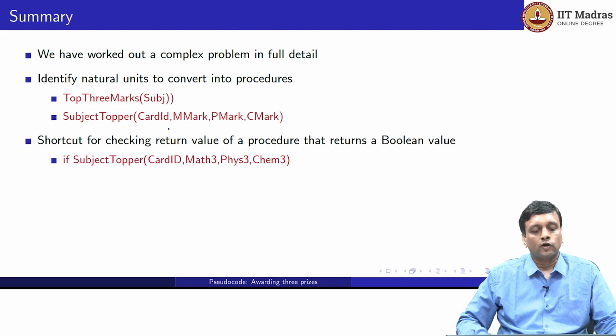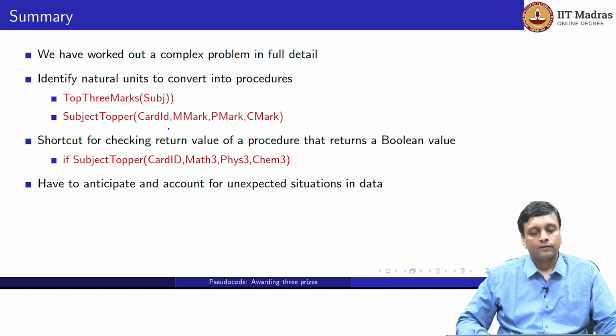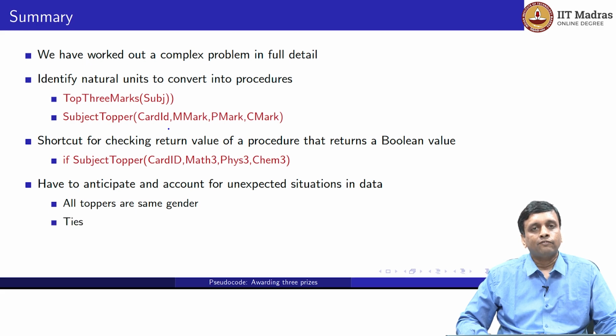We also saw the shortcut for looking at values returned by procedures which give back Boolean values. And finally, we saw that in the situation of gender or with ties, we have to sometimes look back and see whether the problem that we have solved has been solved correctly and in some sense whether the solution can work in all cases or not.